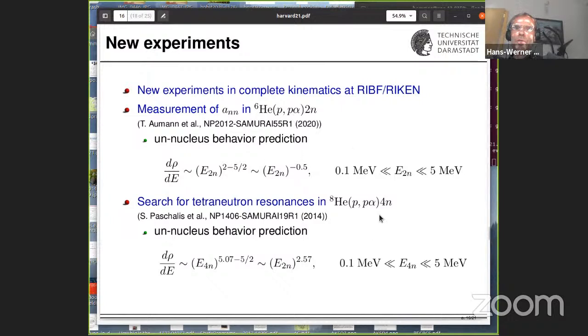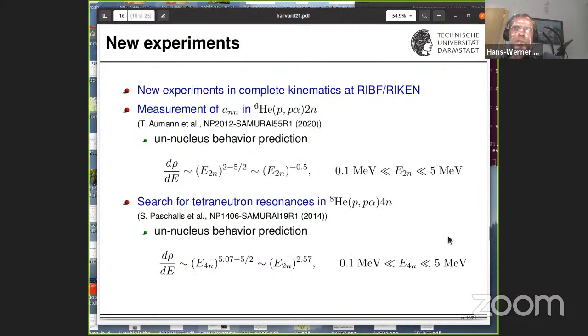And the prediction would be that this energy distribution of the neutrons in this energy region has this particular behavior. It should fall off like the energy to the power minus 1/2. And there are no experiments at the moment for 3 neutron resonances, but there is a new experiment for 4 neutron resonances. And this actually has been carried out, this experiment. It's currently being analyzed. And here the prediction is that this would behave with a fractional power, and the prediction is 2.57, again, in this energy region.